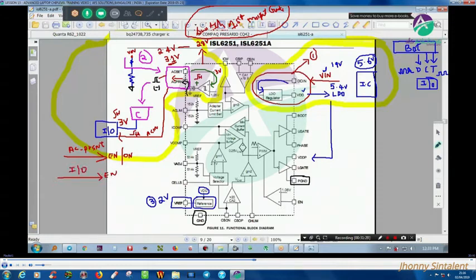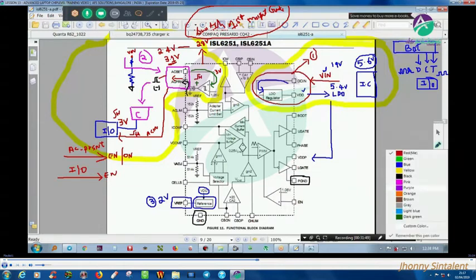So what I am trying to tell you is every IC cannot be the same. It depends upon the architecture. If you know how to read schematics, if you know how to read the data sheet, then it is very easy for you to start. Okay, now we'll come back to the chart.